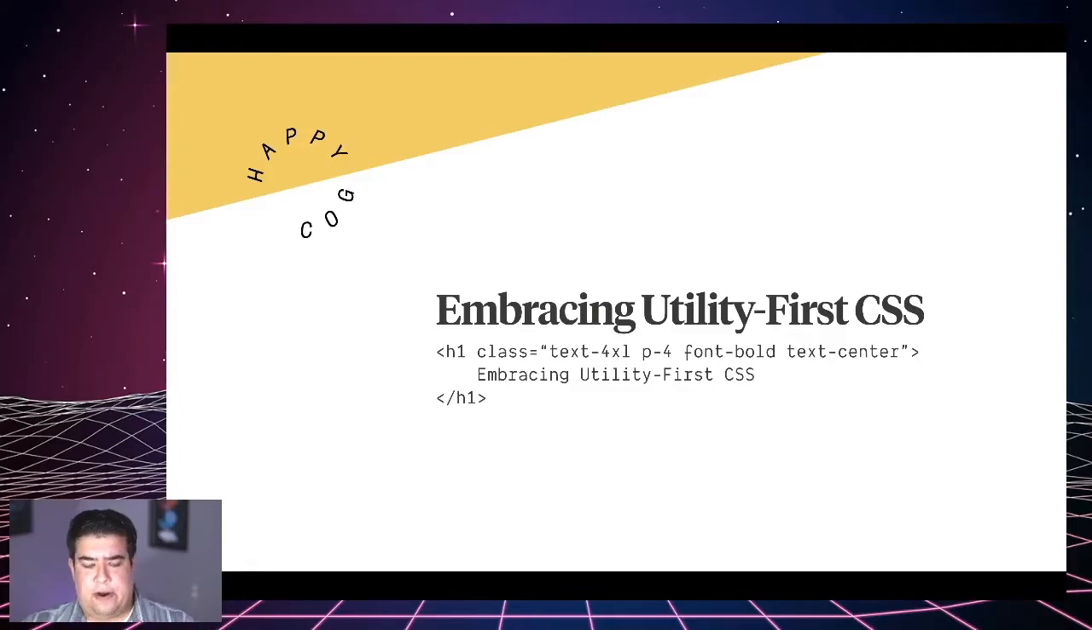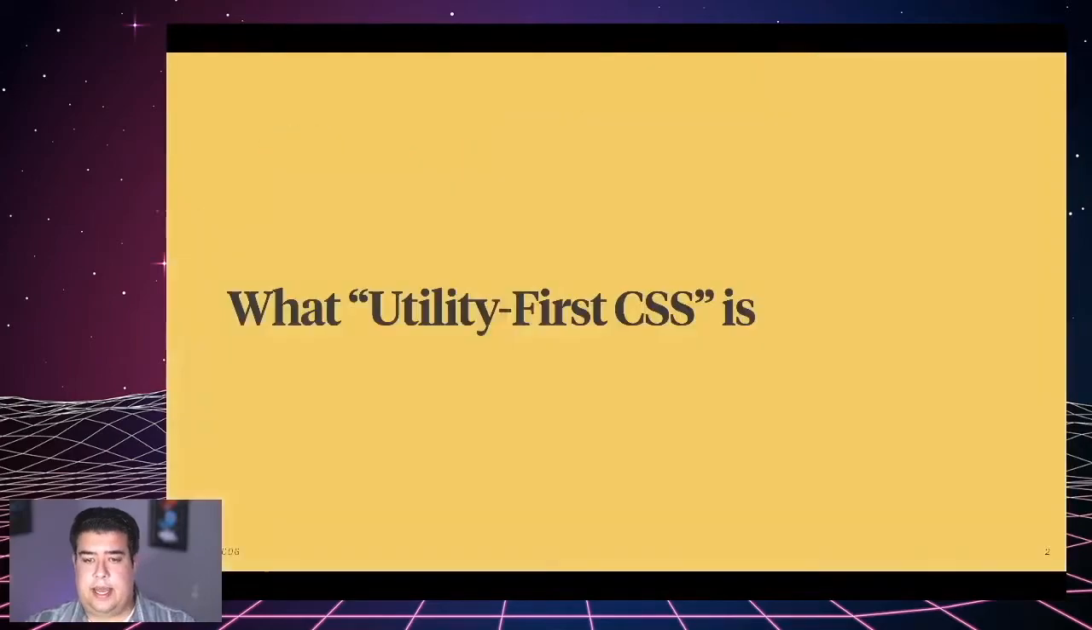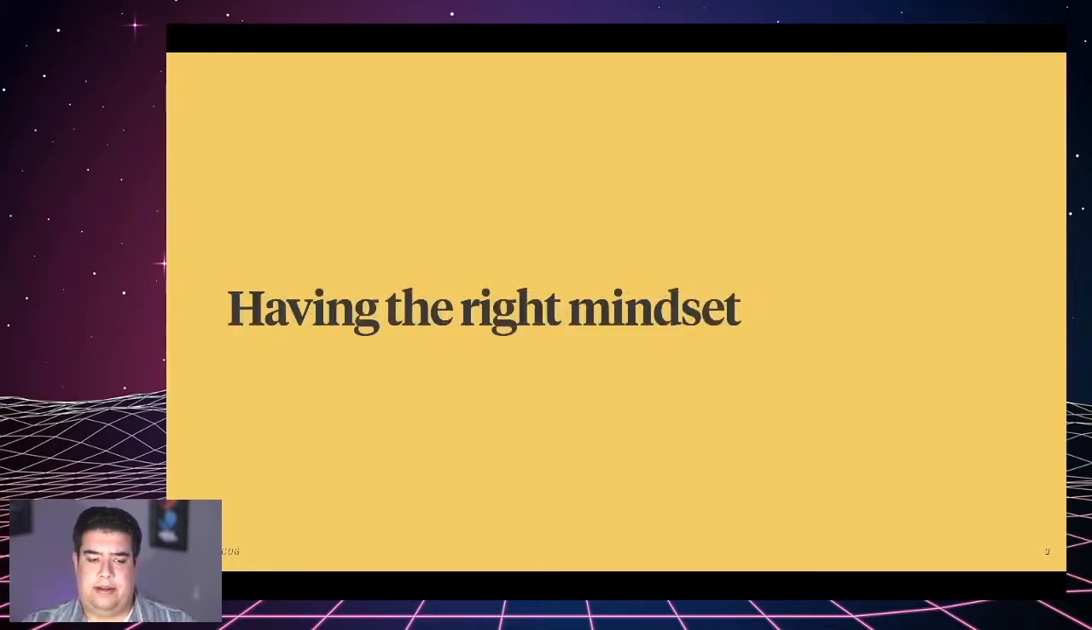Now, there are going to be 4 areas that we'll look into today as it relates to this concept of utility-first CSS. First, we're going to look at what utility-first CSS is and how that may be different than the processes you maybe used in the past or that you're used to. We're going to also talk about what type of mindset you should have as a developer going into this whole process, what should be on your mind when you start working this way.